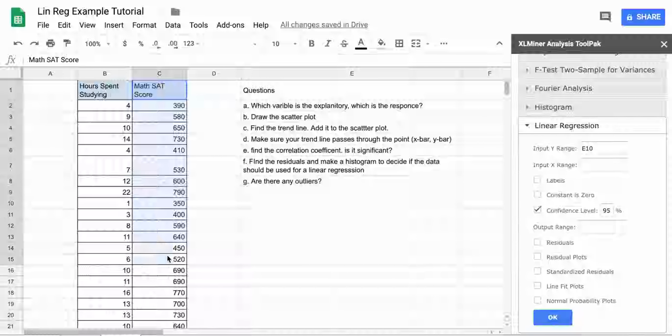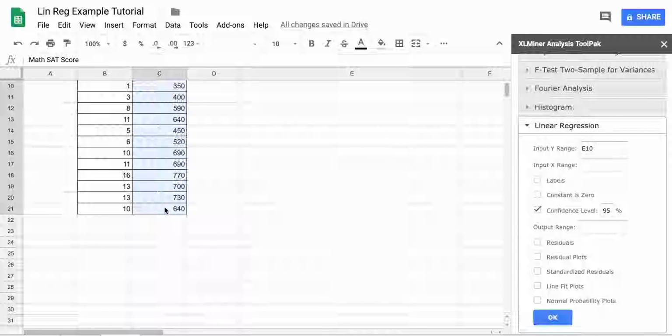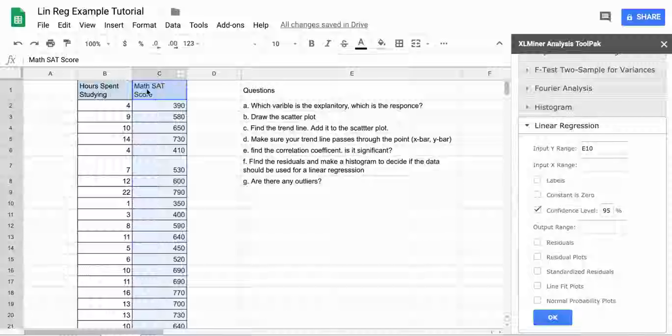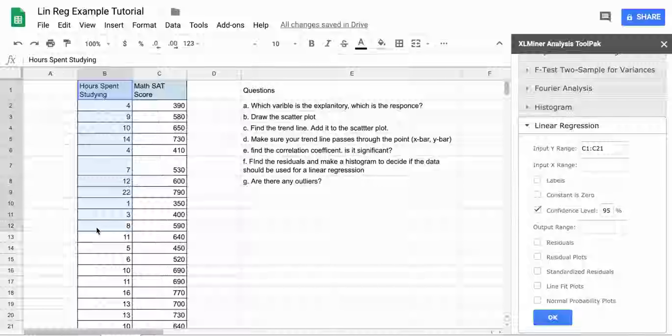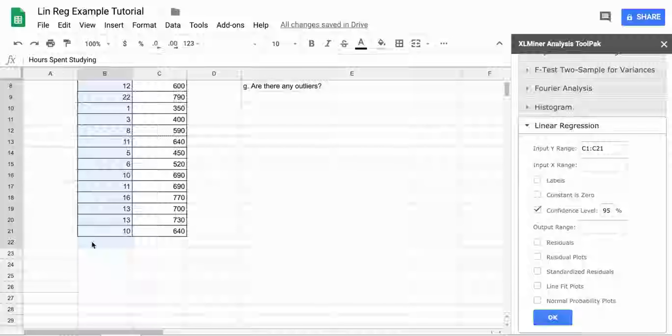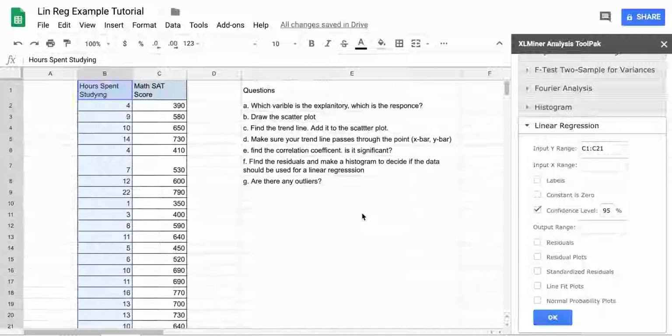So I'm going to go over here and notice that I did highlight my label. The main reason I did that is it's going to make things easier to figure out where stuff is when I go to look at my XLMiner. So even though this E10's in there, I'm going to click over here and it automatically changes to my C1 to C21. I'm going to click away from it. I'm going to click off that. I'm going to click on my B. And so there's my X range.